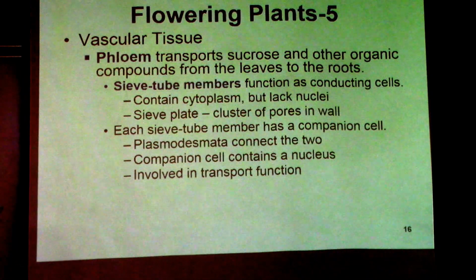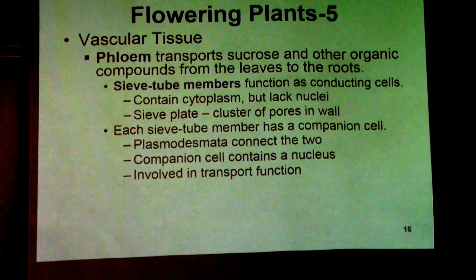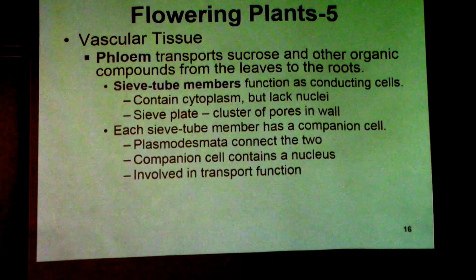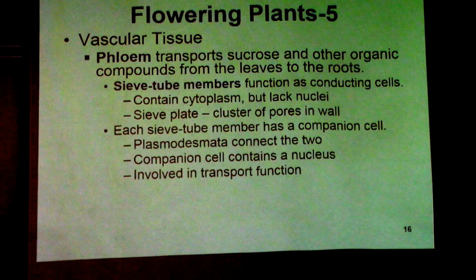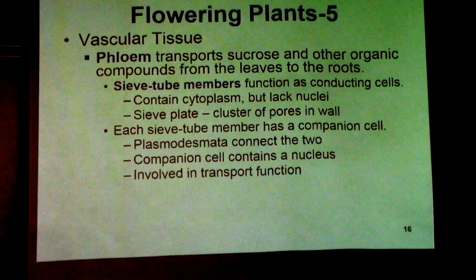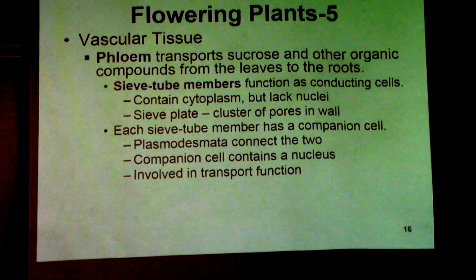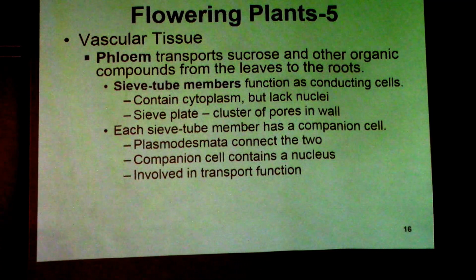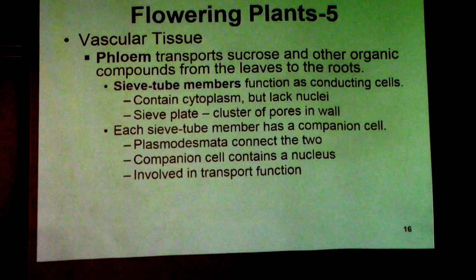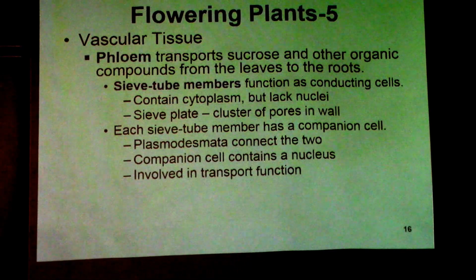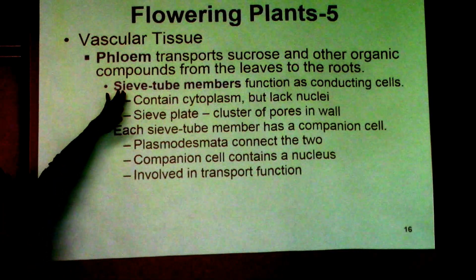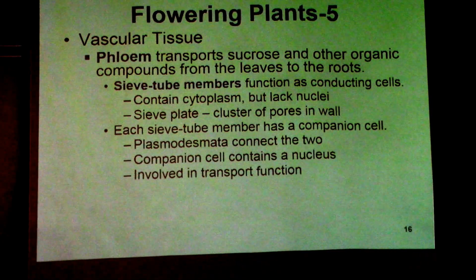The second type of tissue, the second type of vascular tissue, is phloem. Phloem also consists of several different types of cells, and there are two cells generally that are used to describe the function of the phloem as well. And those are these cells called sieve-tube members or sieve-tube cells, and others are called companion cells.